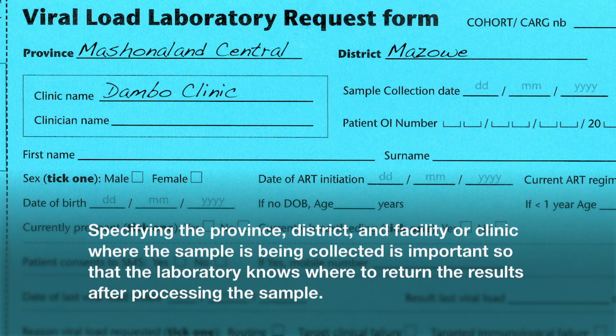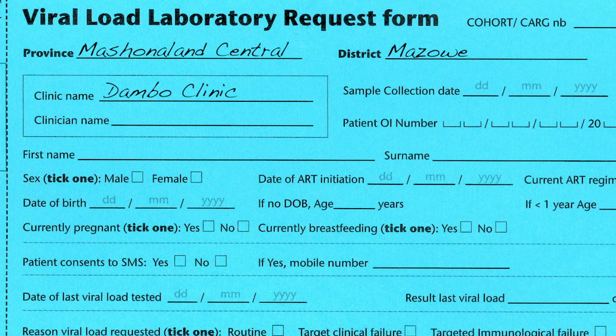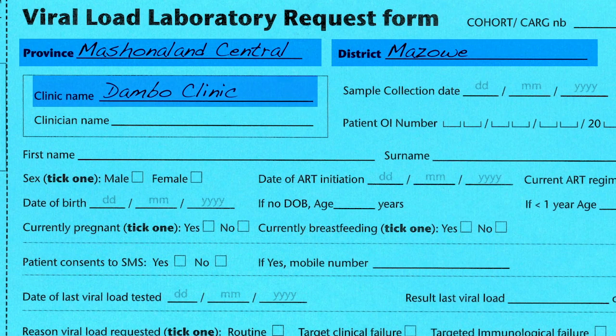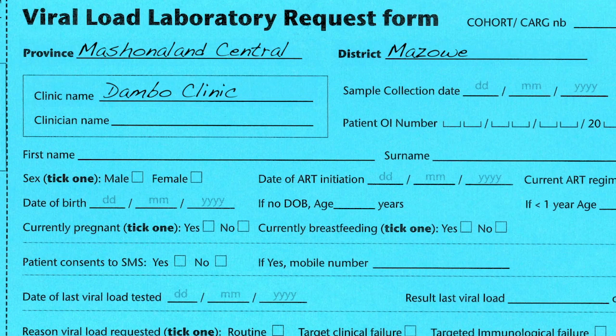Specifying the province, district, and facility or clinic where the sample is being collected is important so that the laboratory knows where to return the results after processing the sample. All three fields must be filled in to prevent confusion. Some clinics in different provinces or districts have the same name.